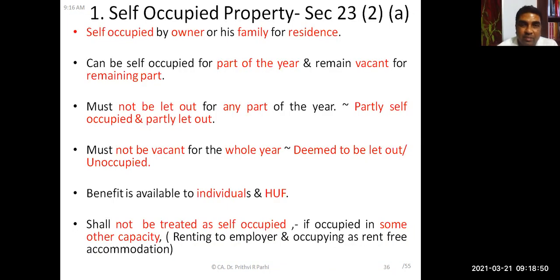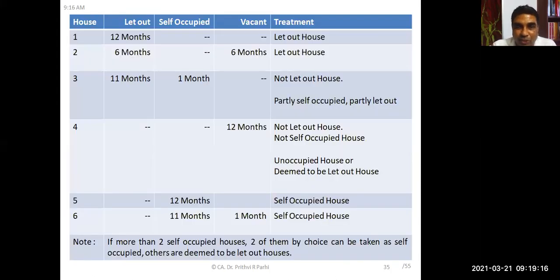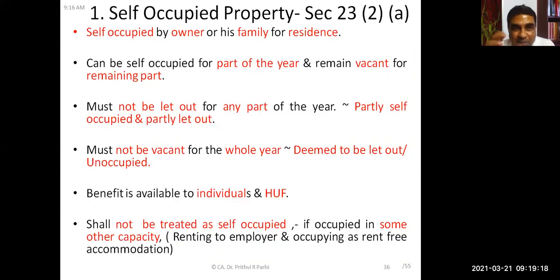Now, friends, let us understand what is self-occupied property. Again, I repeat, how many kinds of house property I told you? Self-occupied, let out, deemed to be let out, unoccupied, partly self-occupied, partly let out. Each of these properties we'll be discussing separately. And one more category, that is house property which is held as stock in trade, that also will be discussed. First, let us see the first category of property.